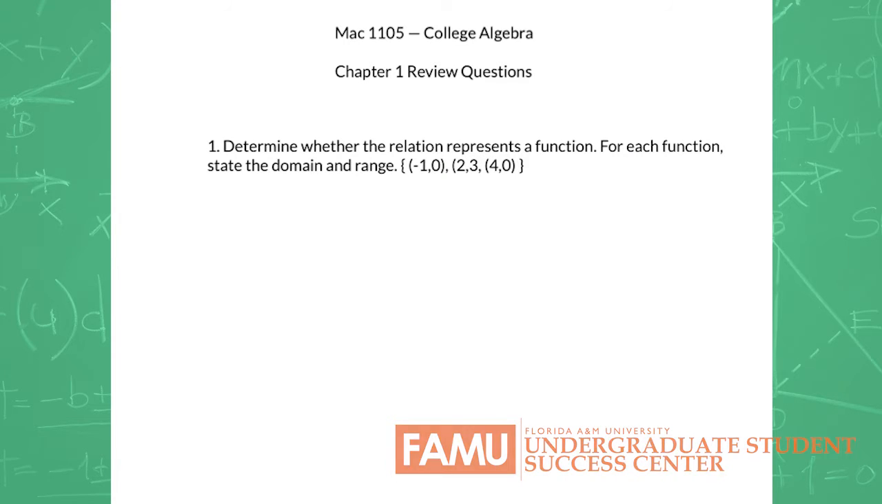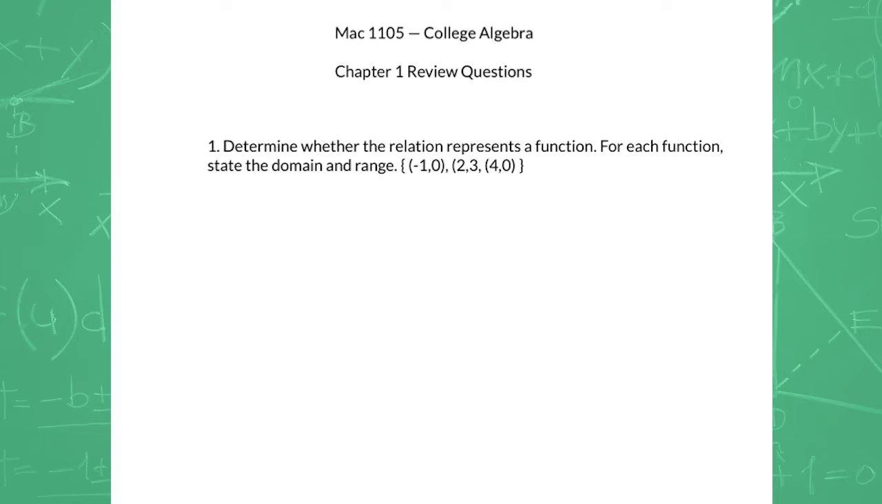Number 1, determine whether the relation represents a function. For each function, state the domain and range. So since they give us a set of coordinate pairs to represent this relation, let's start by noting that each coordinate has an input and an output that are often labeled as x and y.